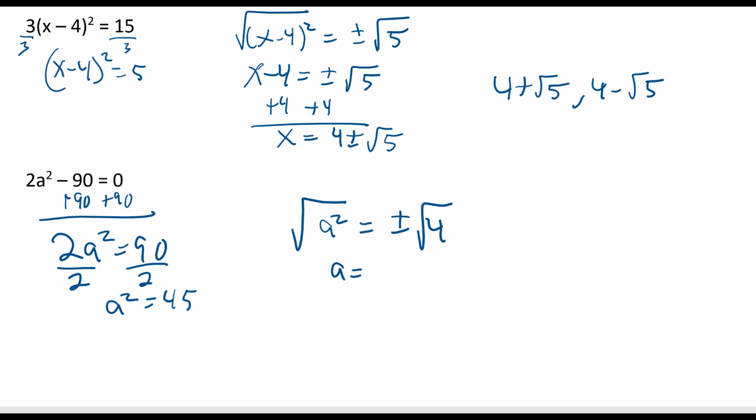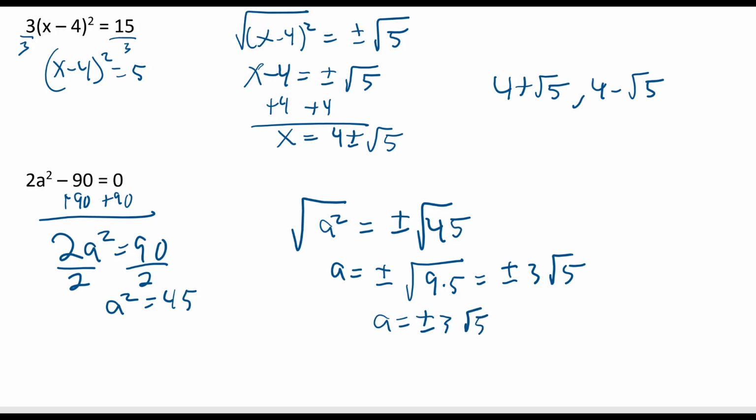Excuse me about that. Sorry to confuse people. That'd be a is plus or minus the square root of, now 45 is 9 times 5. So I can represent this as plus or minus the square root of 9, which is 3, times the square root of 5. So a is plus or minus 3 root 5.